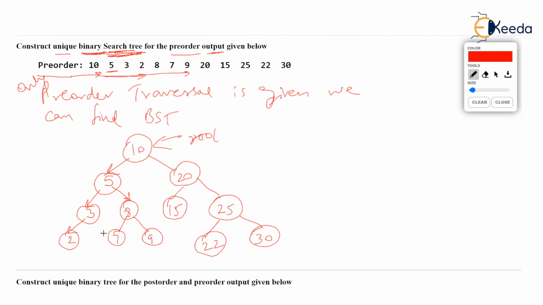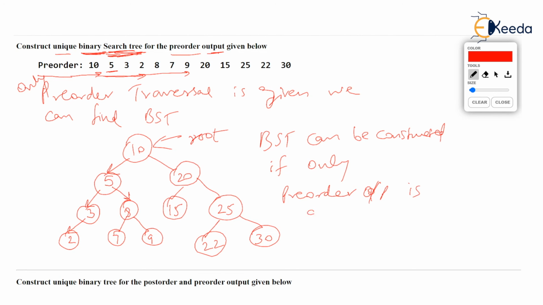So come to a conclusion. A binary search tree can be constructed if only pre-order is given. You don't need any other output for constructing a binary search tree. If pre-order is given, just add the data in the order in which they appear and use your usual method of creating a binary search tree. That was the question which was asked here. I hope you have understood, isn't it?